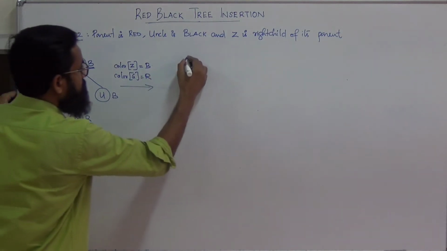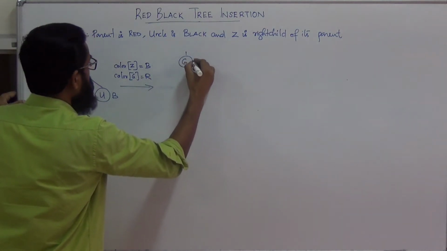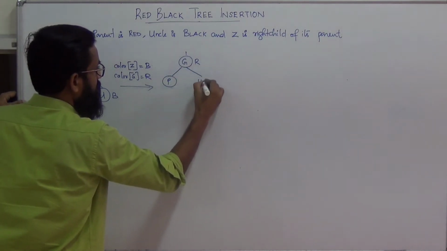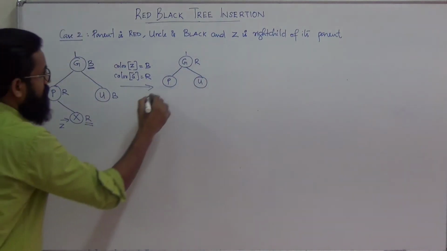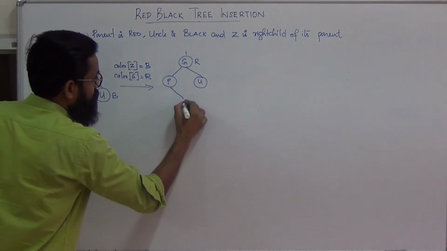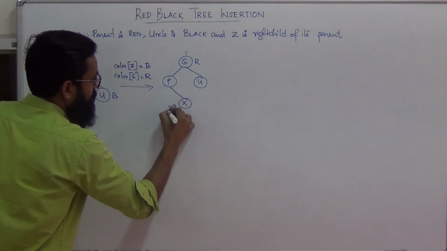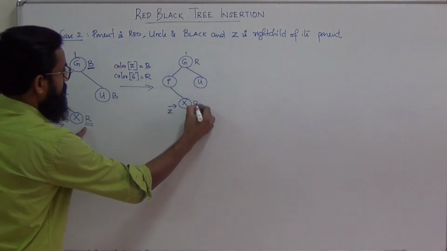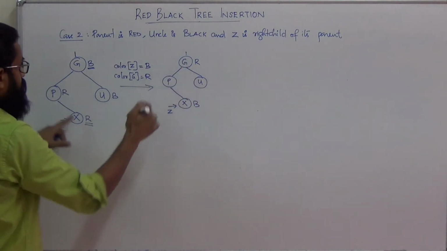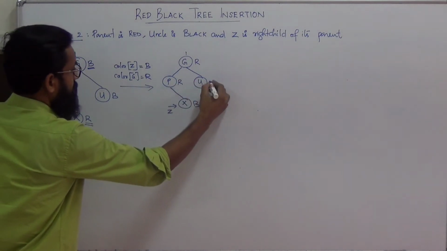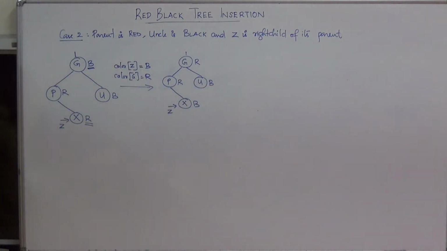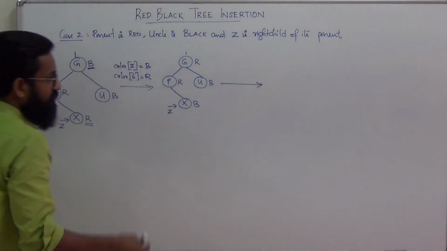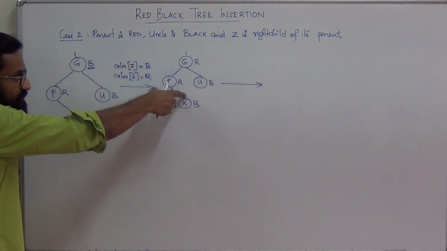So you will be getting this structure: grandparent whose color is red, you will be having parent and uncle, you will be having the new node X referred by Z. So you have changed color of the new node to black, grandparent to red, parent color and uncle color will remain same. So after this operation, you are expected to perform left rotation with respect to parent.